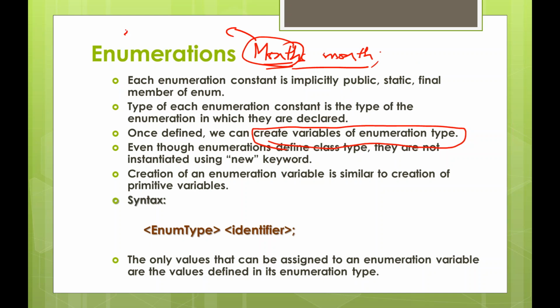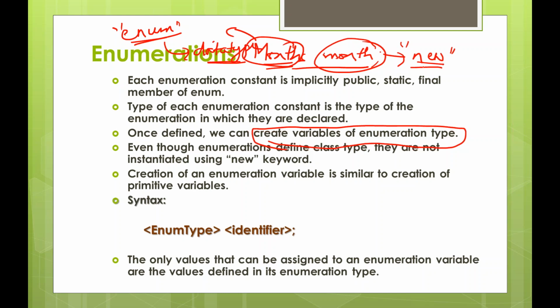We create an enum type using the keyword enum. This defines a data type. Even though this defines a data type, while creating a variable, we will not use the new keyword for instantiating objects. This is similar to how we create a variable for any primitive data type, right?